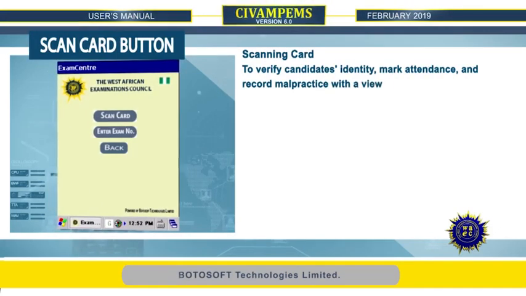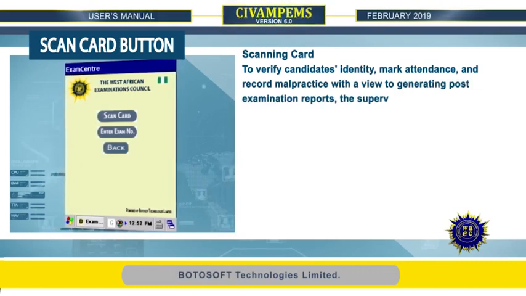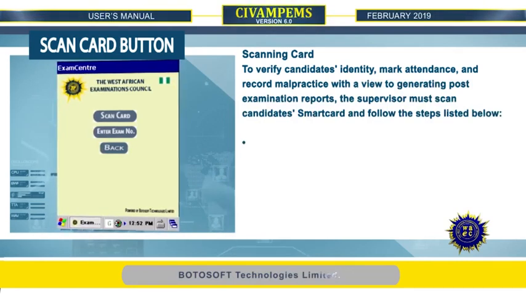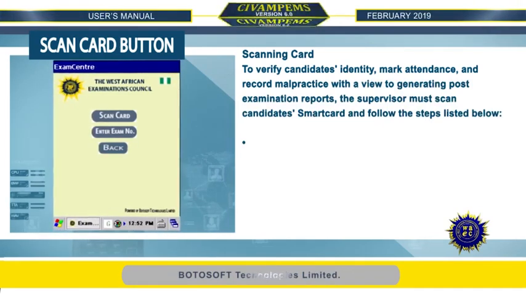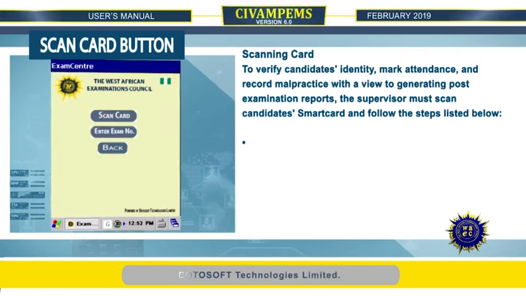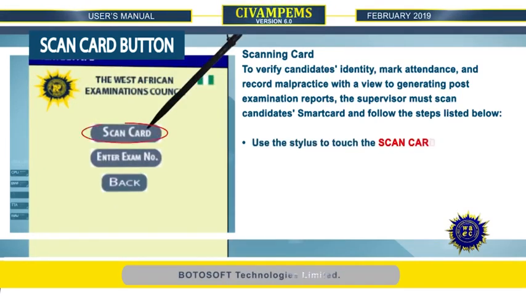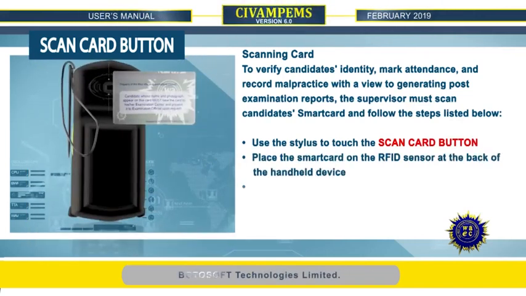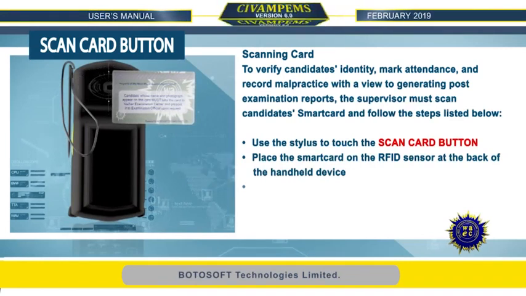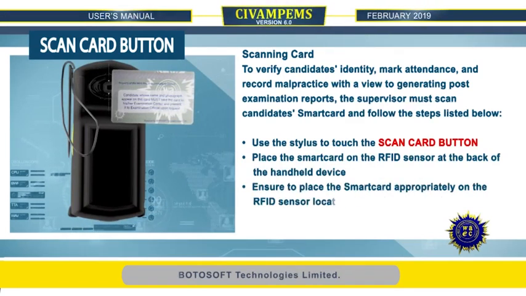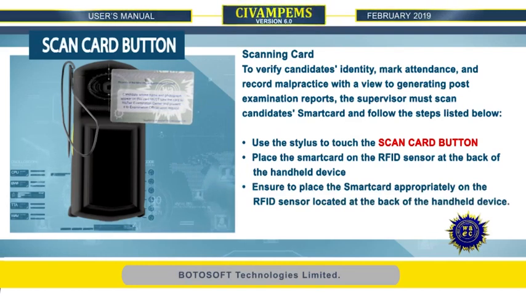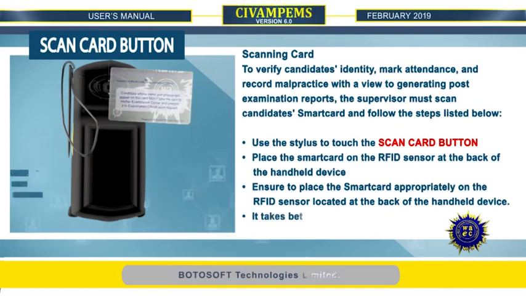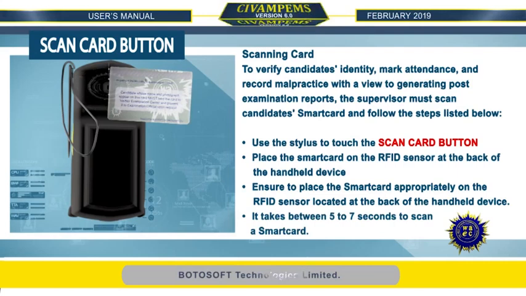Scan Card button. Scanning card. To verify candidate's identity, mark attendance, and record malpractice with a view to generating post-examination reports, the supervisor must scan candidate's smart card and follow the steps listed below. Use the stylus to touch the Scan Card button. Place the smart card on the RFID sensor at the back of the handheld device. Ensure to place the smart card appropriately on the RFID sensor located at the back of the handheld device. It takes between 5 to 7 seconds to scan a smart card.